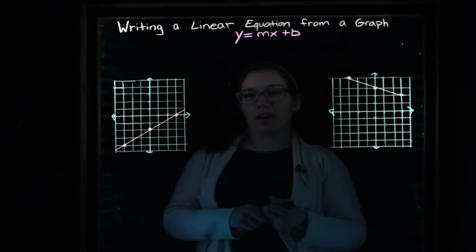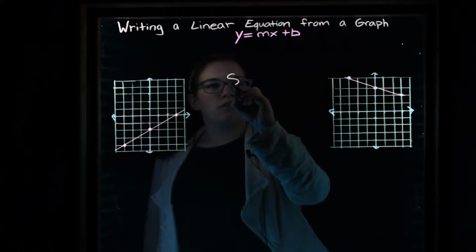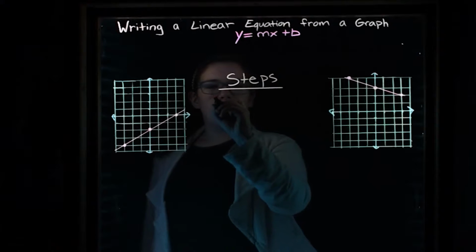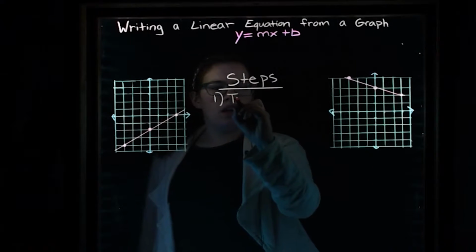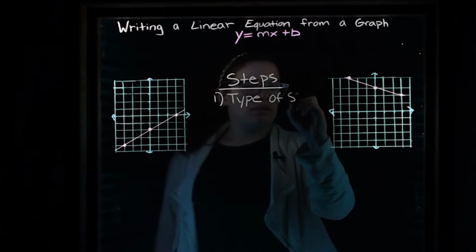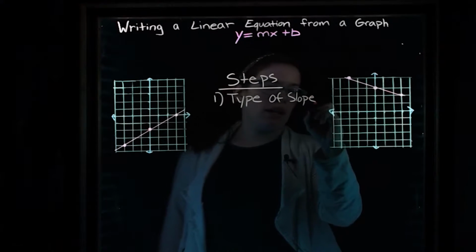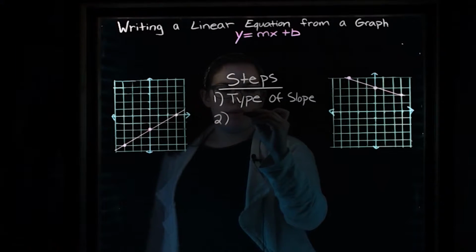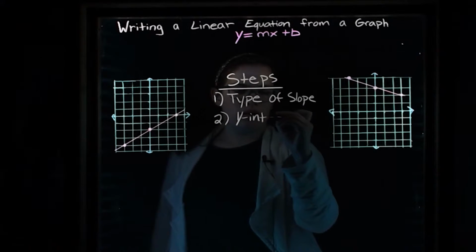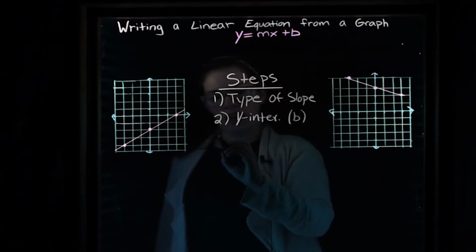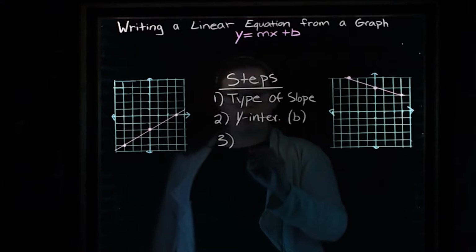So I have 3 steps I'm going to do. Let me go ahead and write those. My first step, I want to know what kind of slope it is. So I'm going to write type of slope, because that will help me find my slope. 2, I'm going to find my b or my y-intercept. Let me go ahead and write a b as well. And then 3, we're going to find our slope.